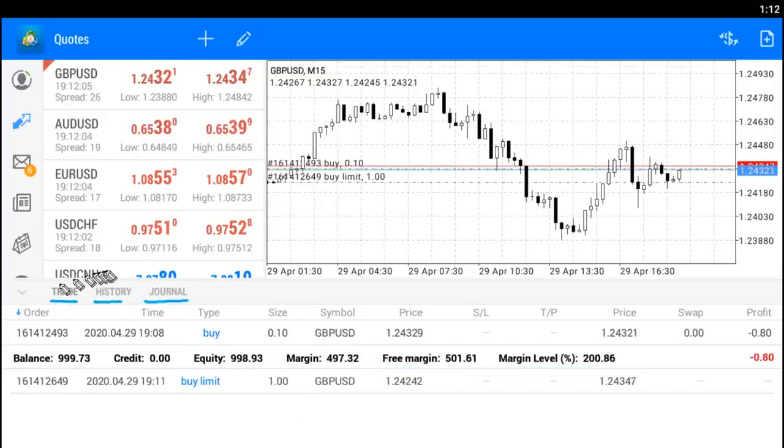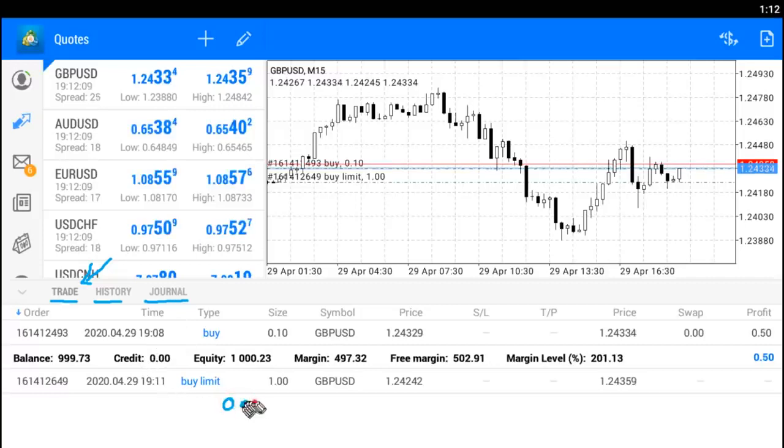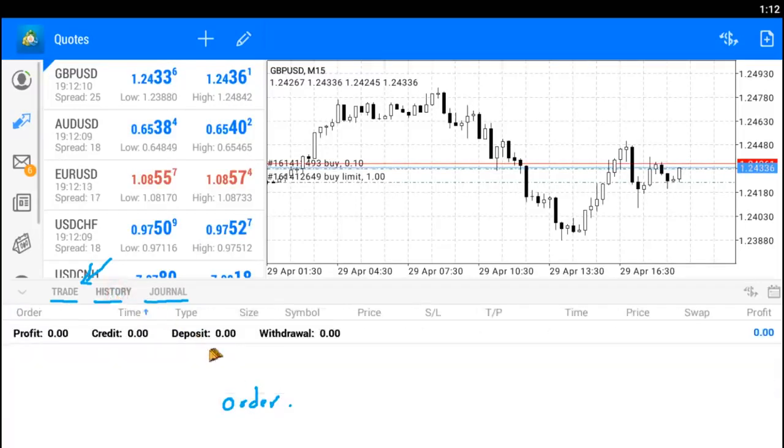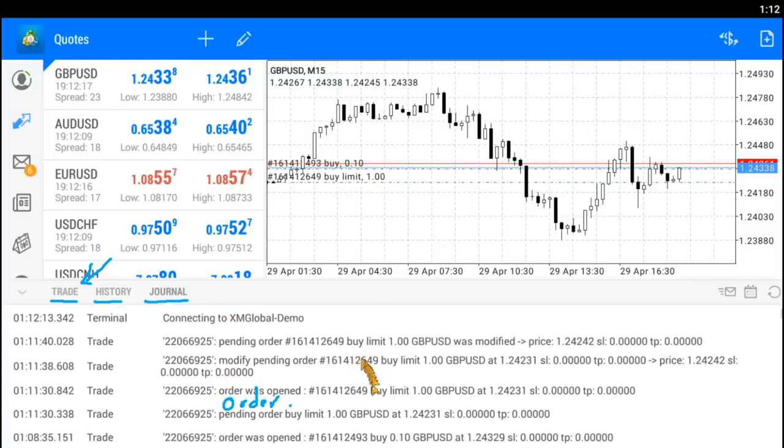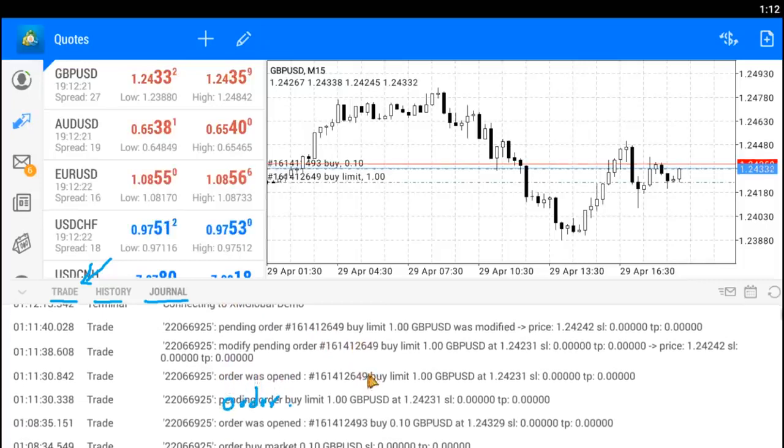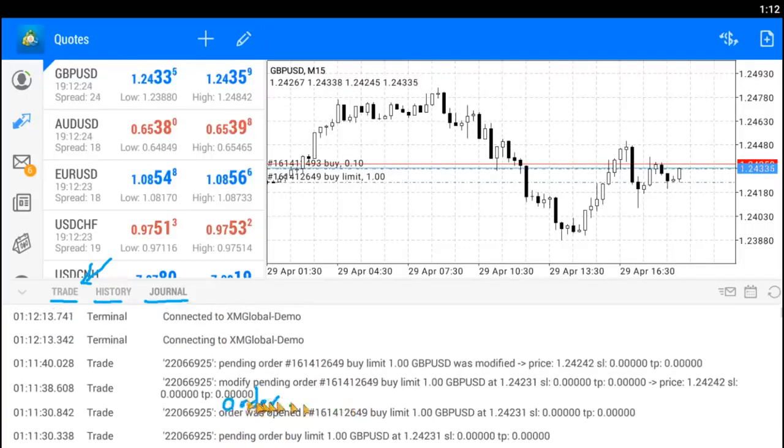Now we got 3 different tabs here. Trade stands for any open position, including pending orders. Here is where you manage your trades. History is the record of all closed trades. Journal is the record of all activities you made here, including log in, log out, opening trade, closing trade, switching TP points with time spent. It is a log.